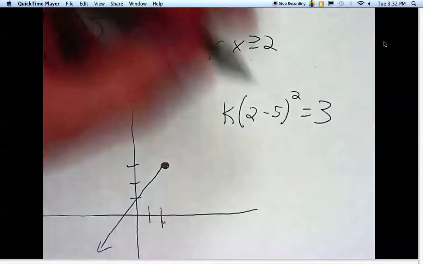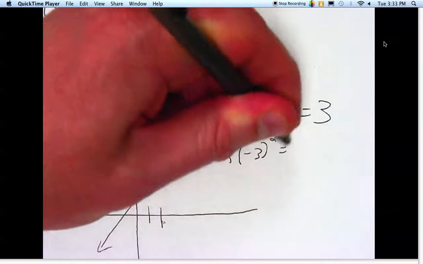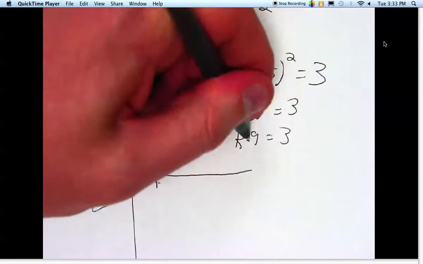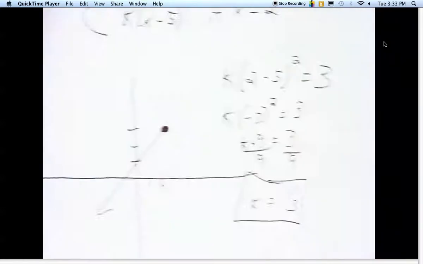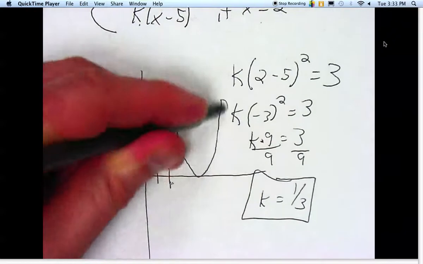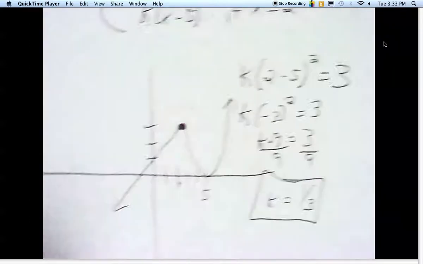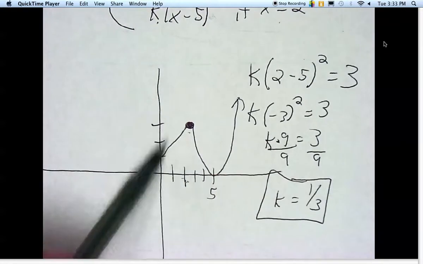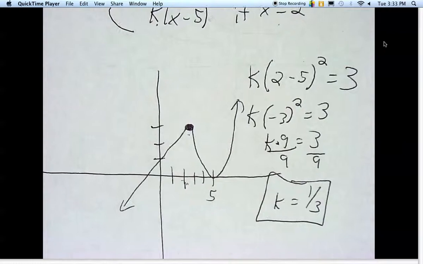And so now I just get this little equation. I get 2 minus 5 is negative 3, and of course negative 3 squared is positive 9. And so then I divide by 9, and I get k equals 1/3. And so when k equals 1/3, the parabola is going to look like this, hitting over here at 5. And so now the conditions of continuity are met, right? The function's defined at x equals 2. The limit exists because it's doing the same thing on both sides, and the limit is the same as the value of the function.